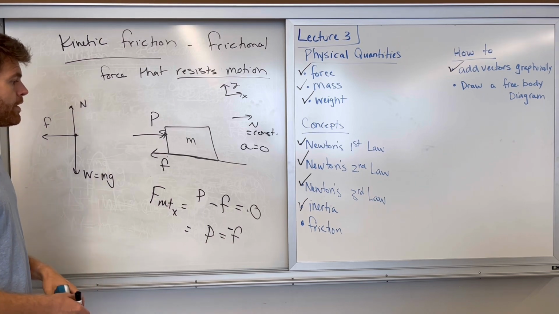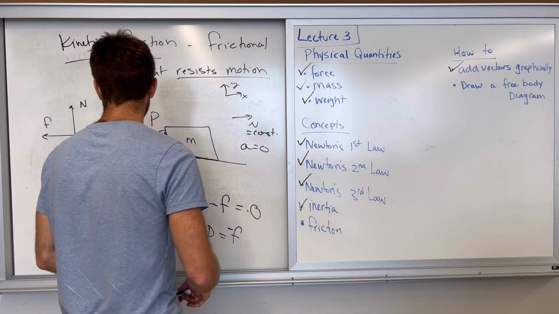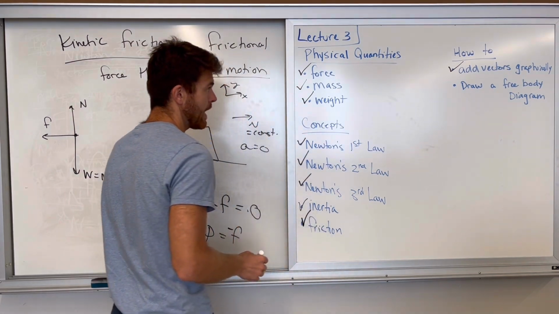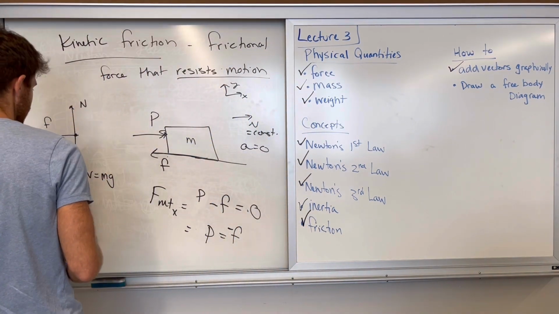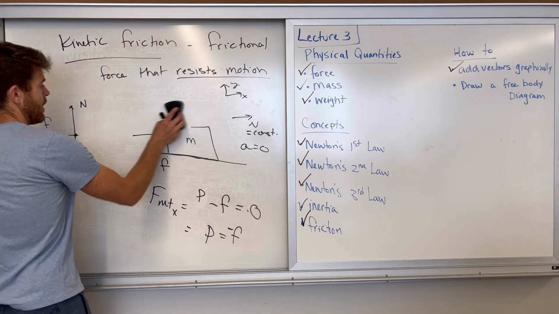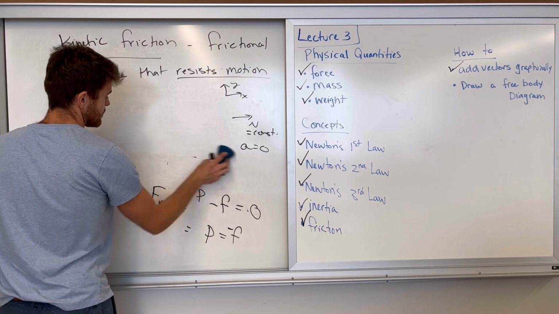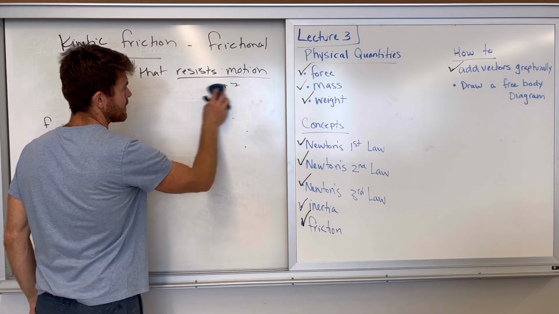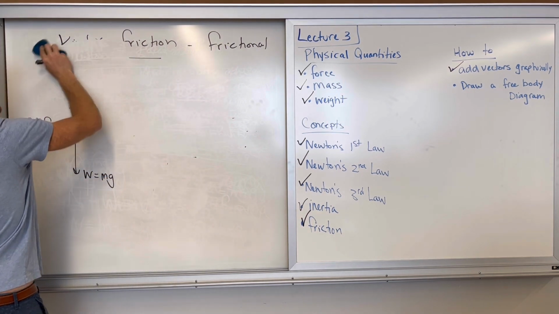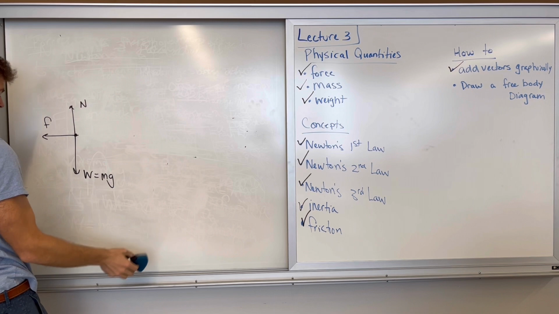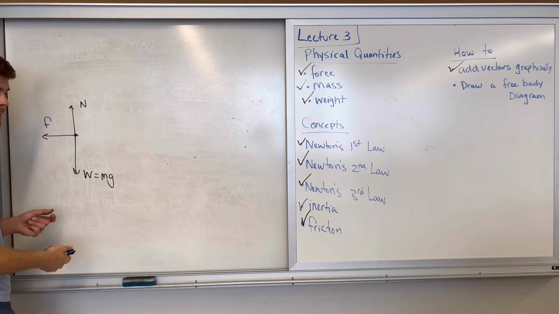Okay, so that's friction. We talked about kinetic and static friction. And we introduced free body diagrams. So free body diagrams is where we draw the object and draw all the forces that are acting on that object. That allows us to graphically represent what's going on, and so we can see what's happening.